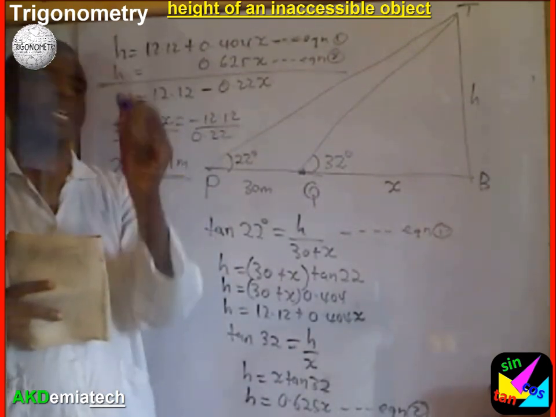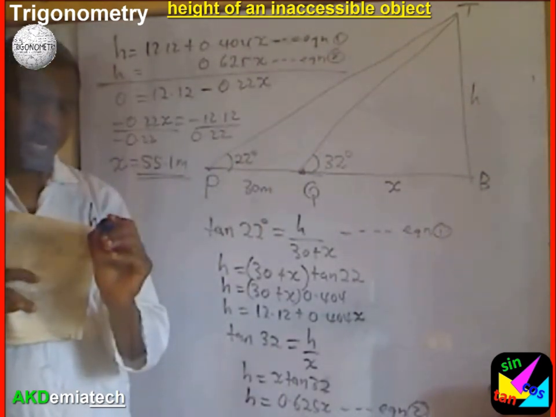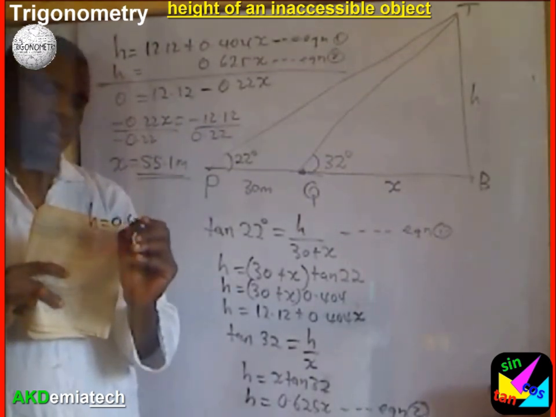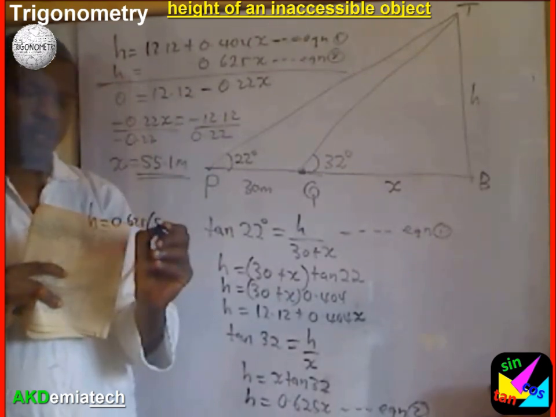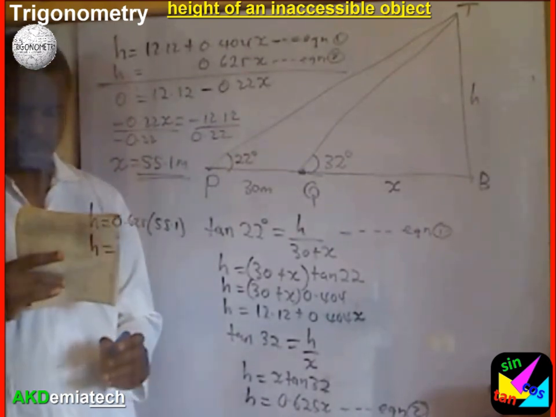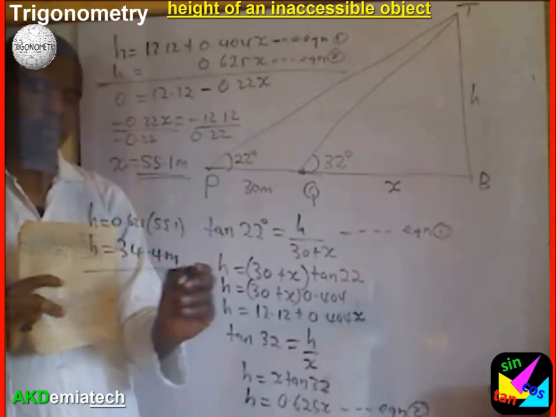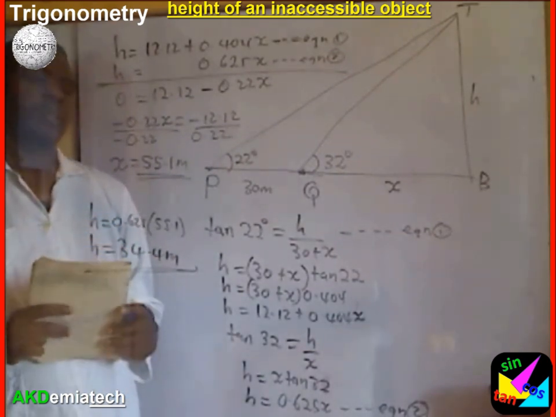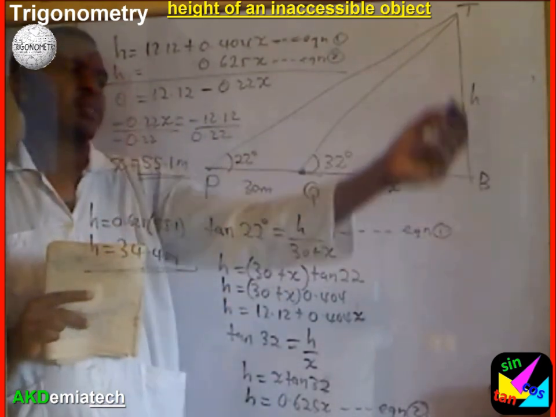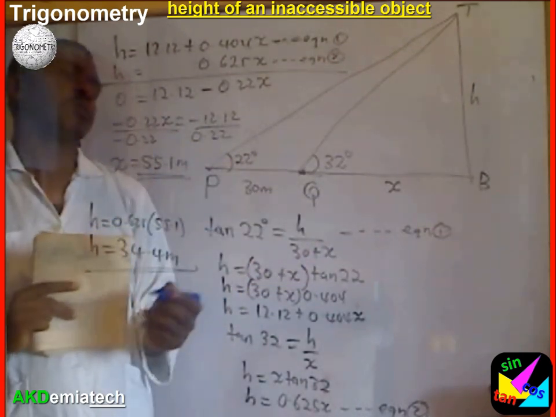Now, how do I get h? Just by substituting into equation 2, I'll have height h is equal to 0.625 times 55.1. Our height there will be equal to 34.4 meters. This example shows us how we can get the height of an inaccessible object just by looking at the angle of elevation from two points.